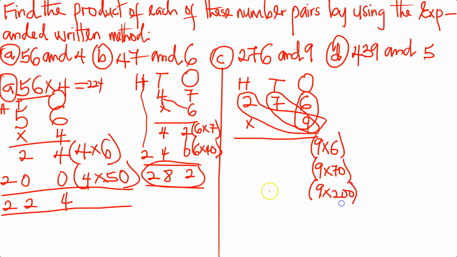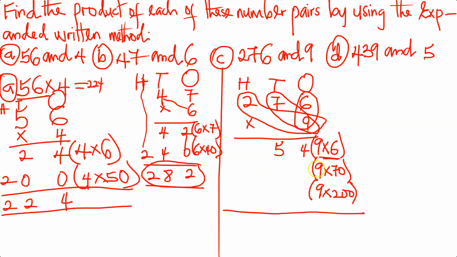Now, with this in mind, we set out our multiplication this way. 9 multiplied by 6 in the first case is going to give me 54. Since 54 is a 2-digit number, it means I have just tens and ones: 4 in the ones place and 5 in the tens place.